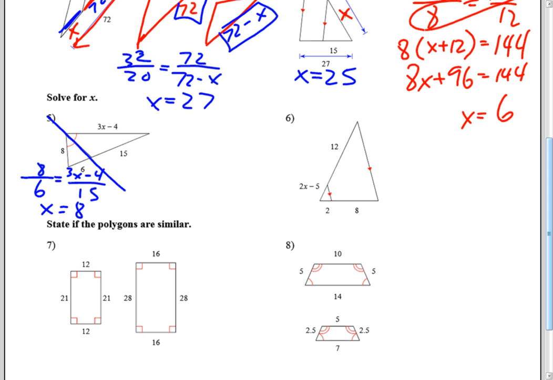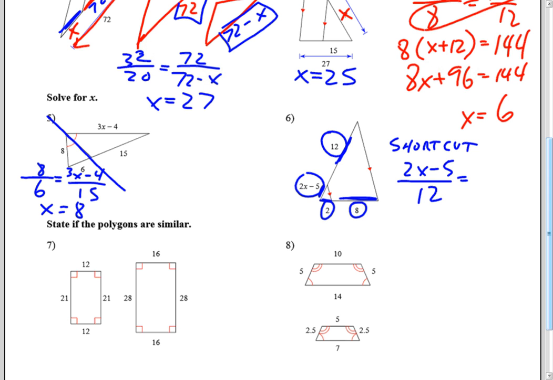Number 6, what would you like to do? Either the angle bisector proportion or the corresponding sides? Corresponding sides. If you do corresponding sides, it will work. But I can also do a shortcut with this one. You can only do the shortcut with the non-parallel sides. So this piece, this piece, this piece, and this piece. If I've got all 4 of those, I don't have to divide up into triangles if I don't want to. I can just do this.